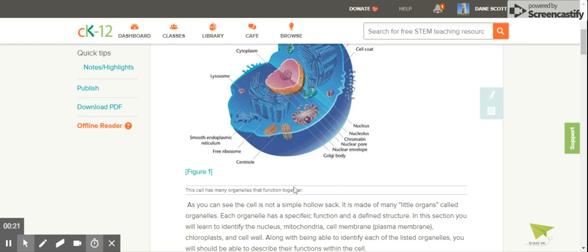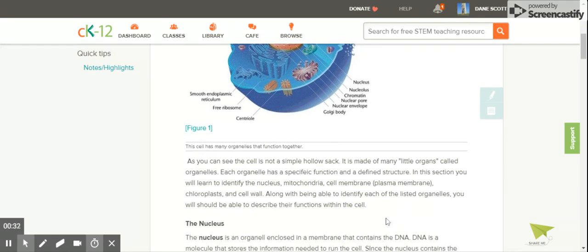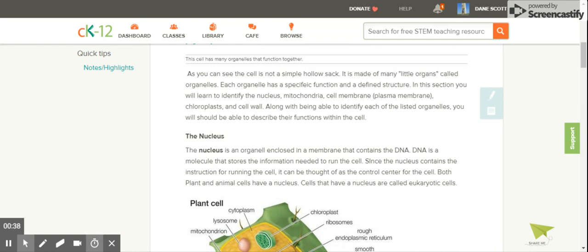In this section, you will learn to identify the nucleus, mitochondria, cell membrane, sometimes known as a plasma membrane, chloroplast, and cell wall. Along with being able to identify each of the listed organelles, you should be able to describe their functions within the cell. The nucleus.